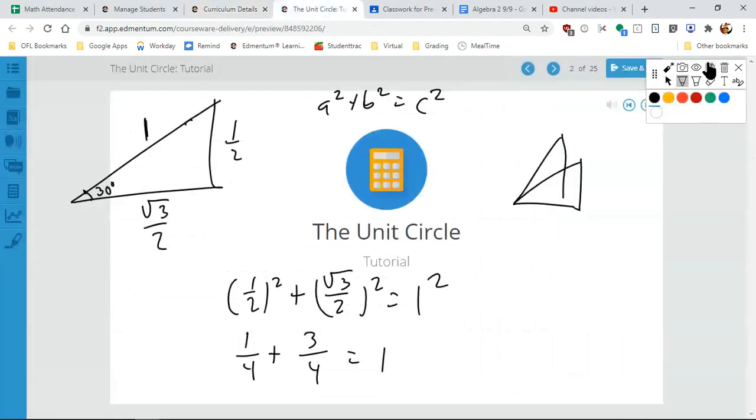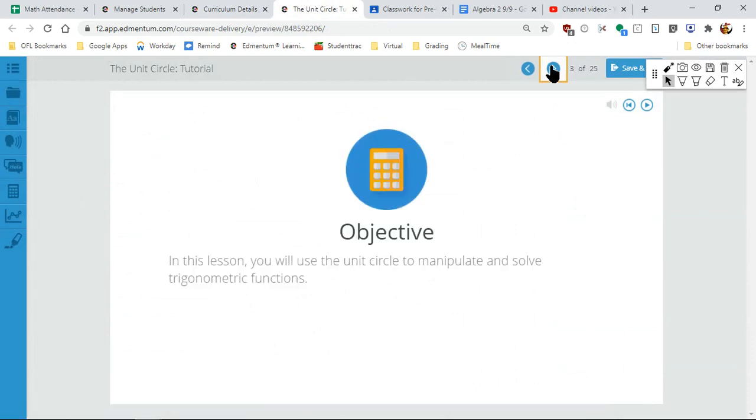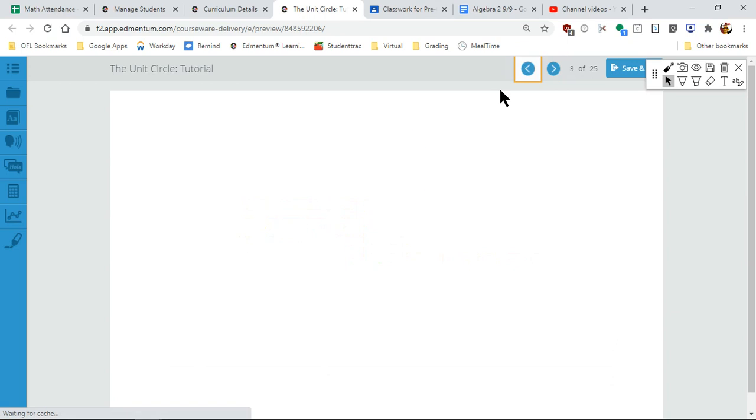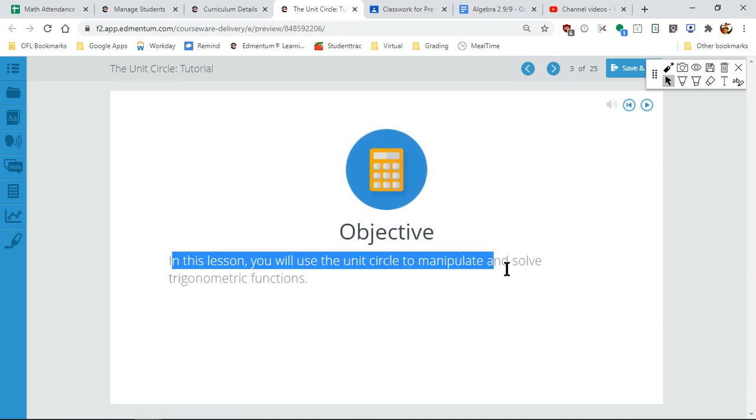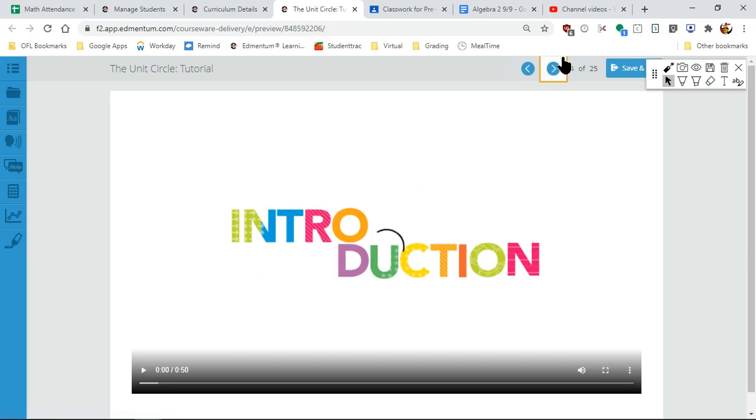But that's kind of a quick overview about the unit circle. I'm sure we're literally going to cover the same stuff right now. So the objective is we're going to learn how to use the unit circle to solve for trig. Literally what I just did right now.